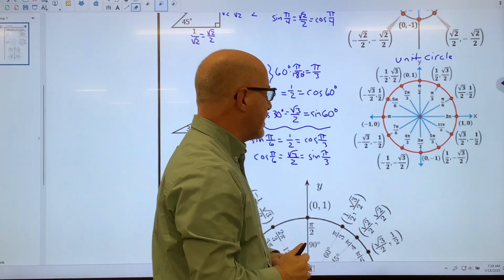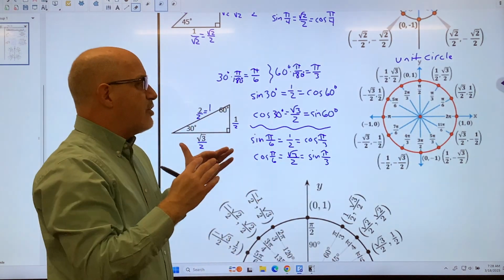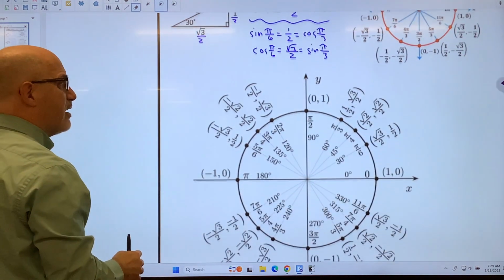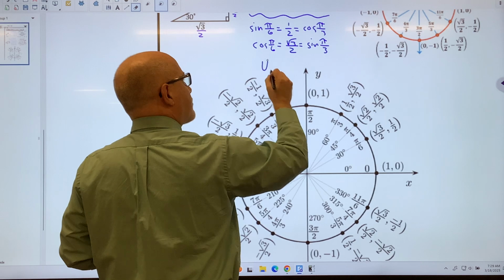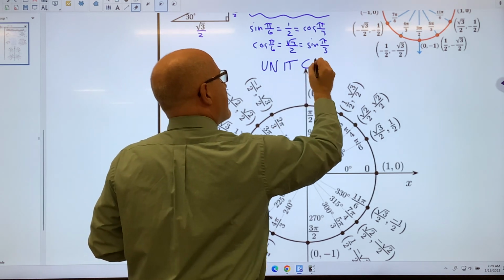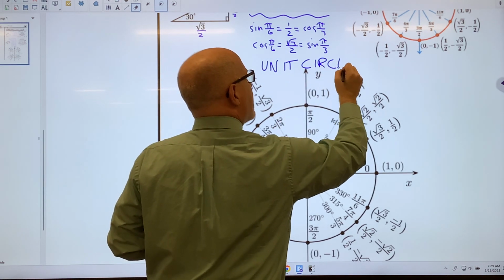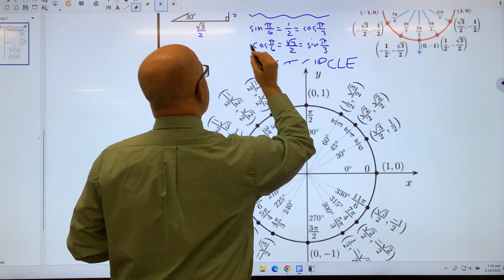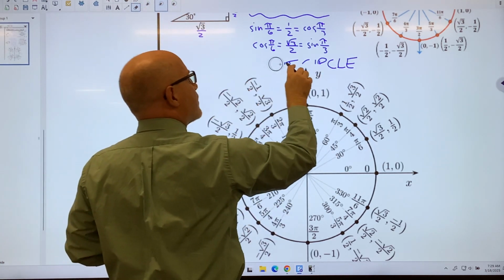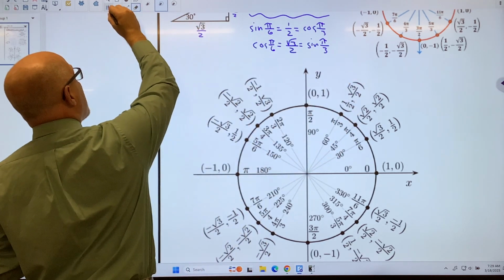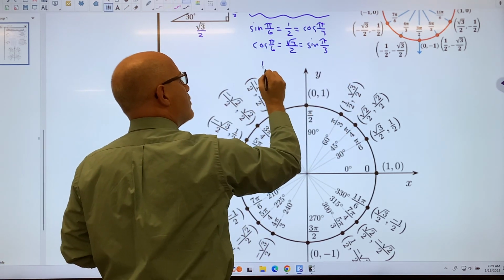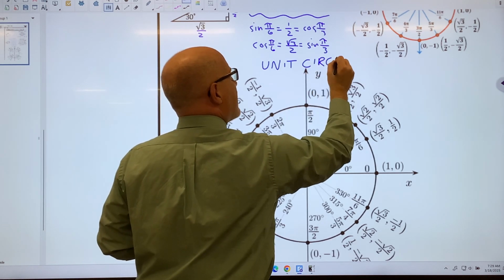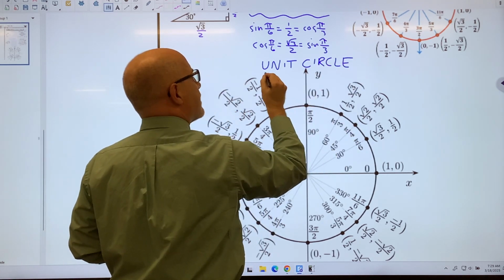So what this allows us to do is we have a summary unit circle down here. This is our unit circle. And this unit circle gives us the values for these specific but very generally used angles by looking at the x's and y's.